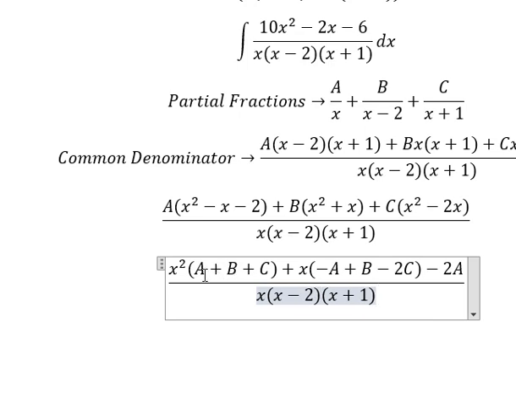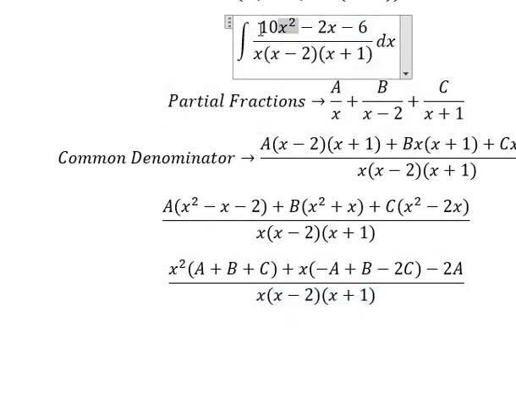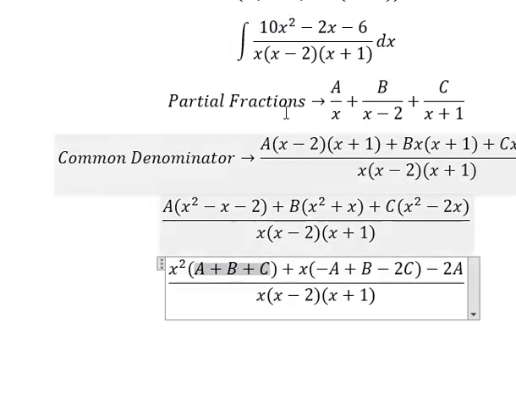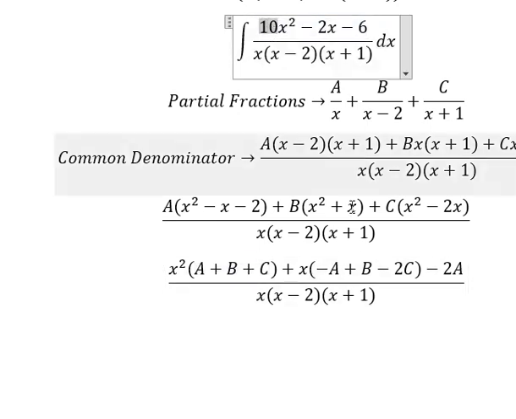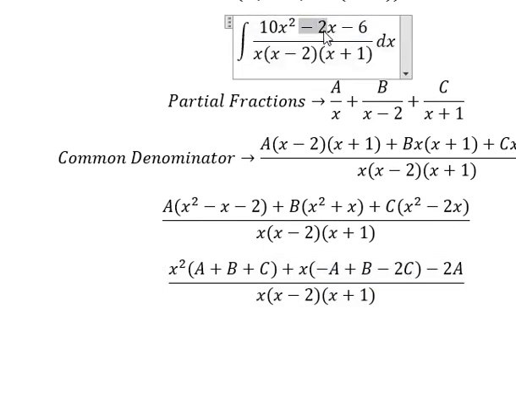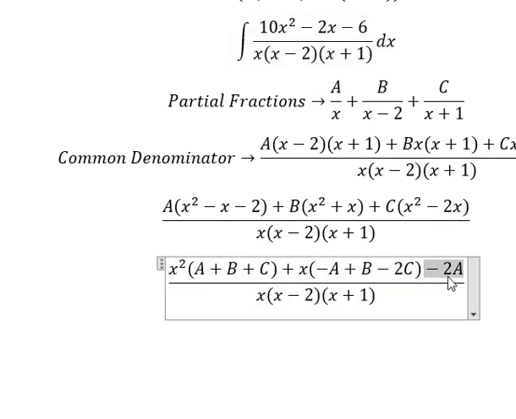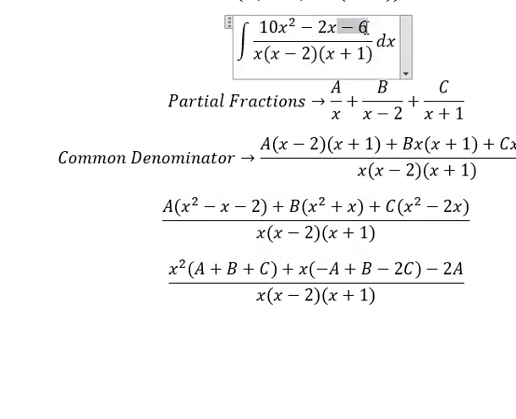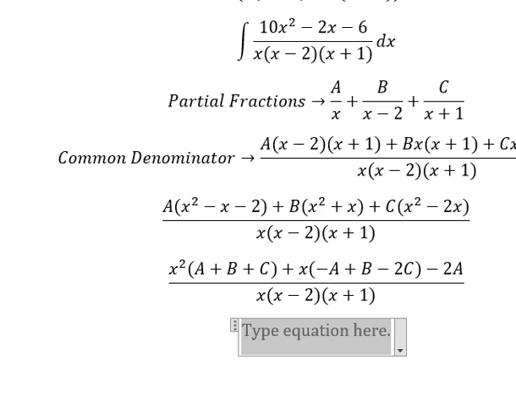Now, we need to compare coefficients. About s squared, we have number 10. So a plus b plus c equals number 10. About this one, equals negative number 2. About the number, this one equals negative number 6. And now, we create the system of equations.